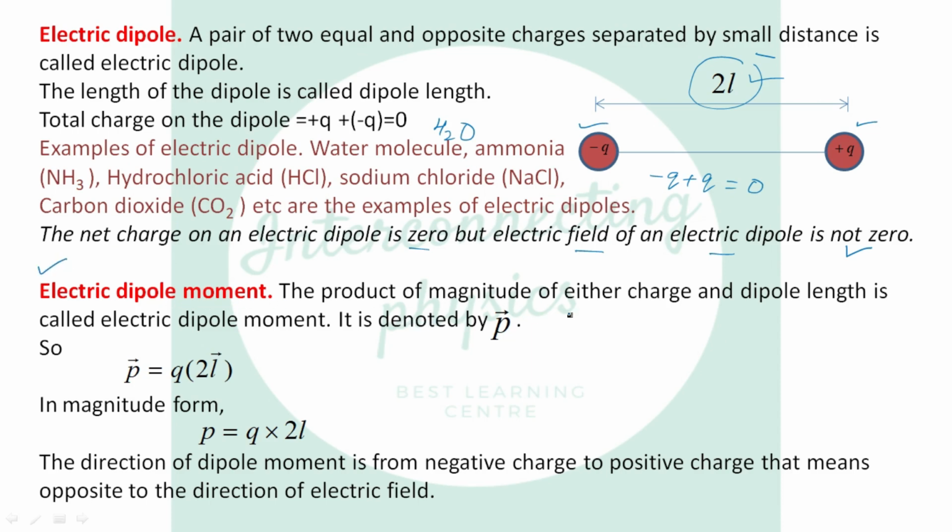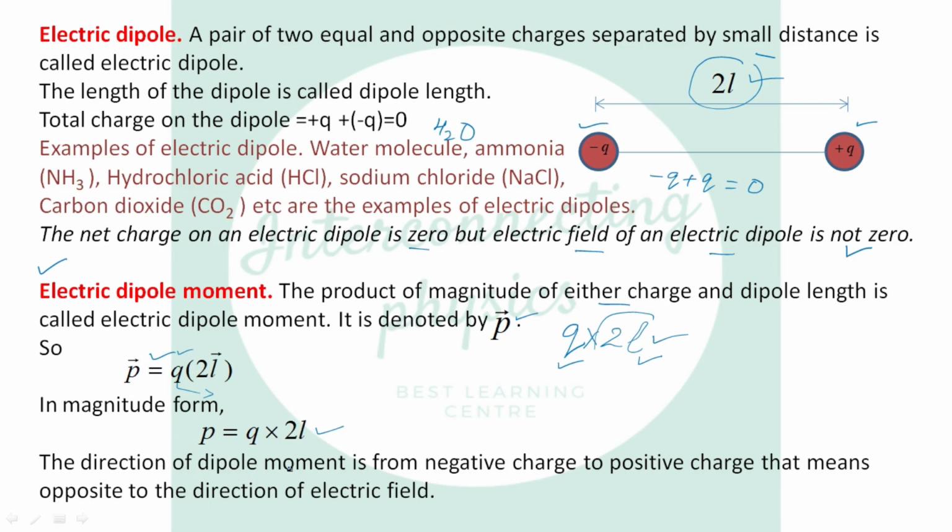Now, the next topic is electric dipole moment. It is the product of the magnitude of either charge and the dipole length. Magnitude means we don't take the sign, we just take the magnitude. Dipole length is denoted by 2L. It is denoted by small p vector, which is equal to q into 2L. We put the arrow on L, not on q, because q is a scalar quantity. In magnitude form we can write p equals q into 2L.